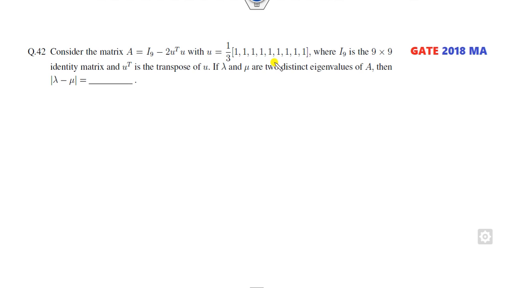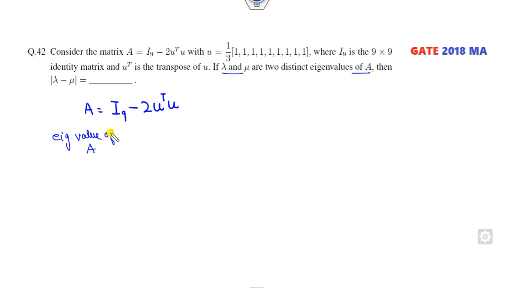Okay, look at this another one. What is given to you? A matrix A is given to you as I9 minus twice of this. Lambda and mu are the distinct eigenvalues of the A. So you have to find the eigenvalues of the A.